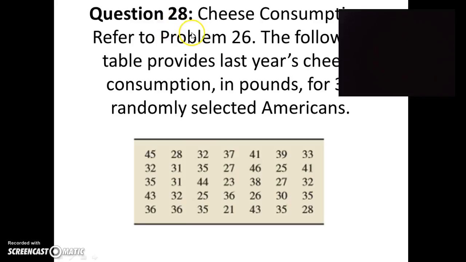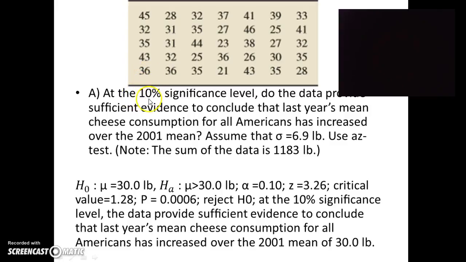Question 28, for the same question, now there's a randomly selected sample of 35. For this sample, at the 10% significance level, do the data provide sufficient evidence to conclude that last year's mean cheese consumption has increased? And these are the values for the data. The null is mu is 30, alternative hypothesis mu is greater than 30. Alpha is 0.10 because it says 10% significance level, z is 3.26, the critical value is going to be 1.28, and the p-value is going to be 0.0006.